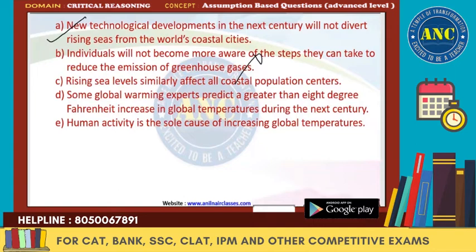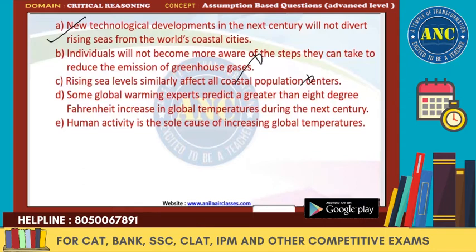Option C. Rising sea levels similarly affect all coastal population centers. Again, the argument never suggests that all coastal population centers are similarly affected, and this choice is too extreme and overreaching for the argument's conclusion. Option D. Some global warming experts predict a greater than 8 degree Fahrenheit increase in global temperatures during the next century. Now, this might be true, but it is not an assumption on which the conclusion rests. Instead, this option will simply become an inference that might be drawn from the premises.